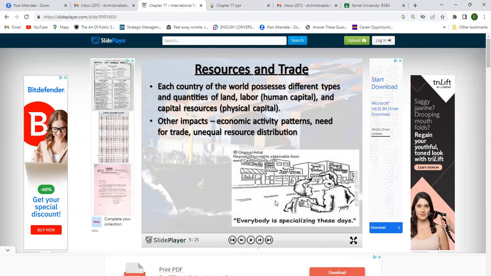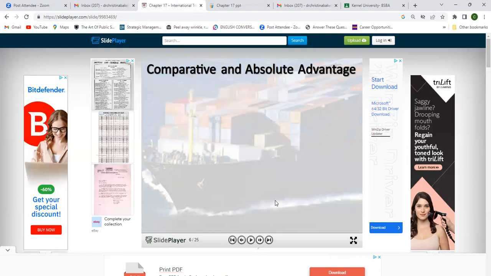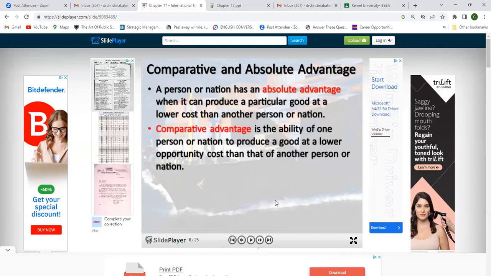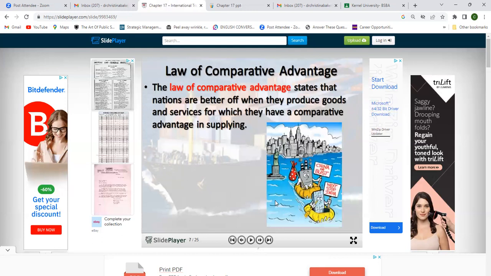Okay, each country in the world possesses different types and quantities of land, labor, human capital, and capital resources, or physical capital, and other factors like economic activity patterns, the need for trade, and unequal resource distribution. Specialization and trade can benefit all nations. A person or nation has absolute advantage when it produces a particular good at lower cost than another. Comparative advantage is the ability of one person or nation to produce a good at a lower opportunity cost than another. The law of comparative advantage states that nations are better off when they produce goods and services for which they have a comparative advantage in supplying.